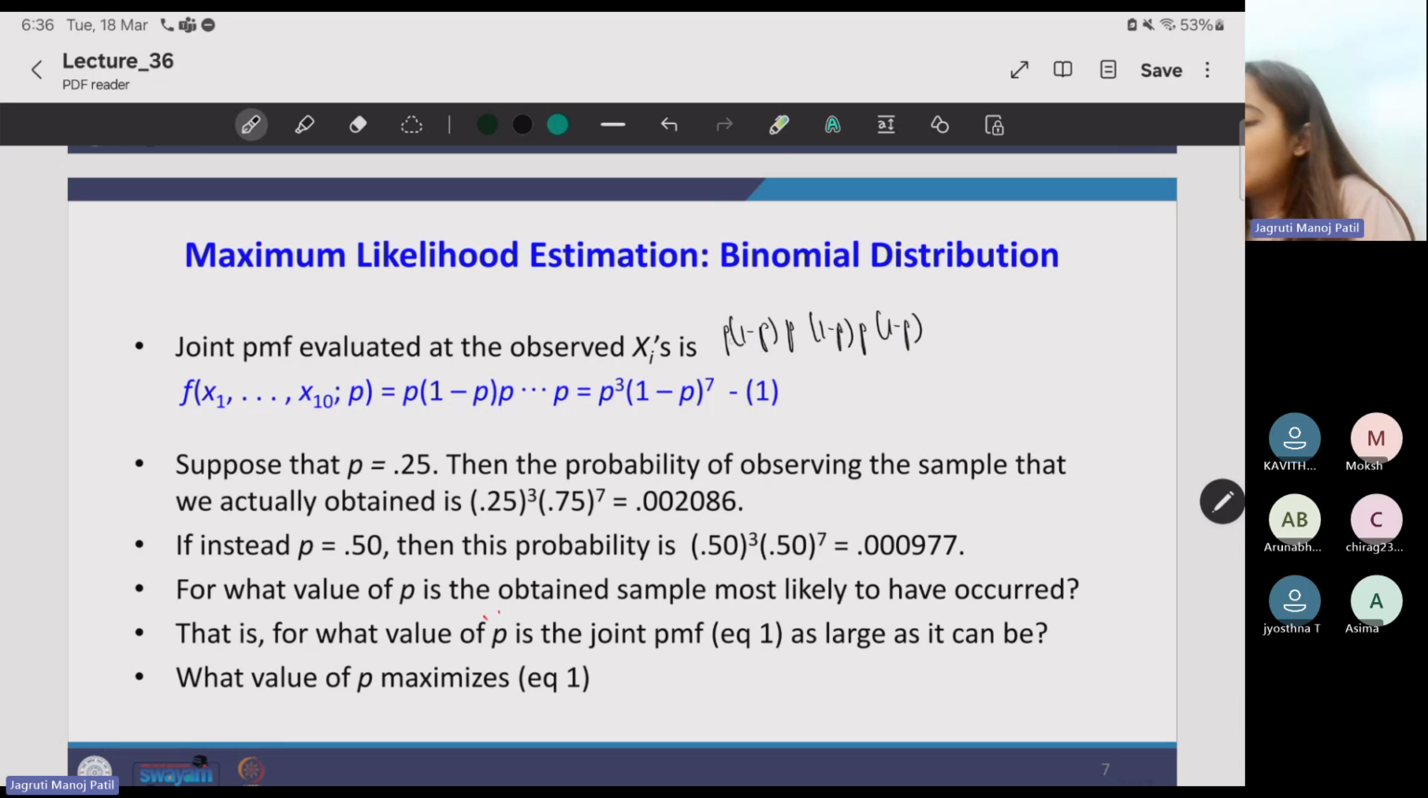Let's say we started from 0, so 0 to 9: 0, 1, 2, 3, 4, 5, and so on, which is still 10 variables. So for the ninth variable, we know that it is flawed, so our probability is P. And for the other ones, our probability is that it isn't flawed.